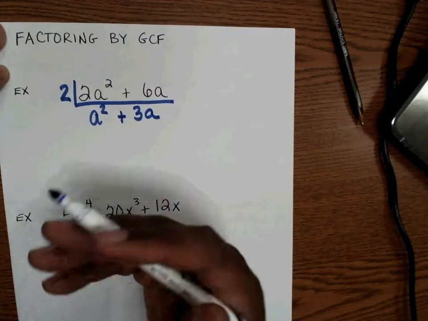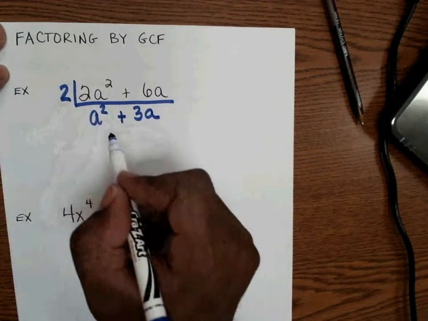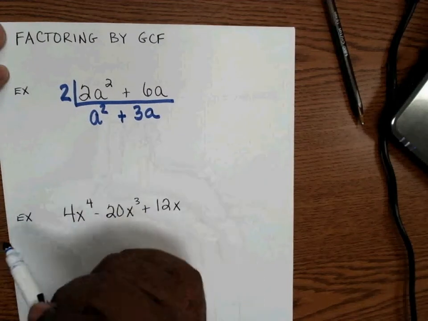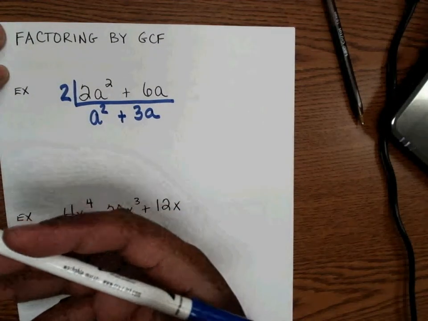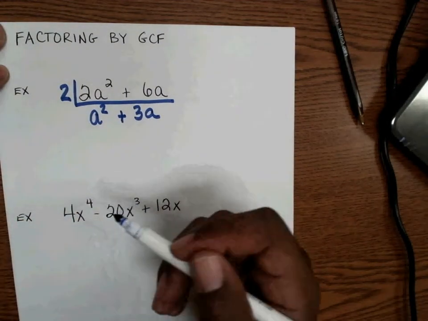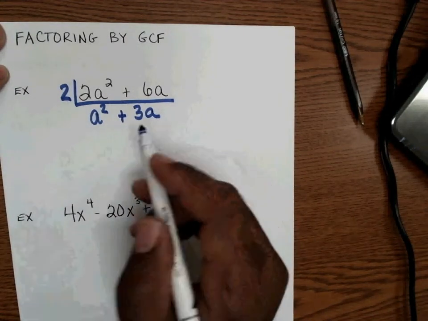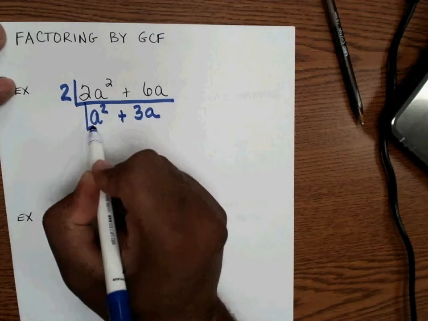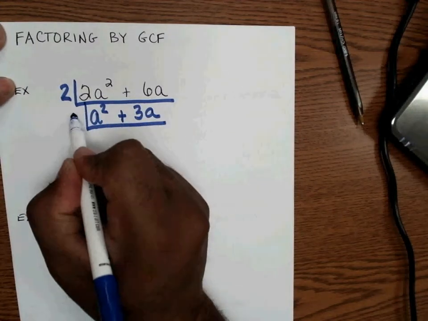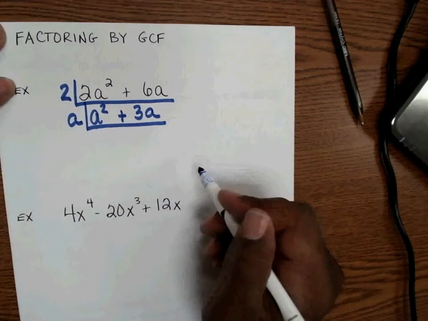Now we go to our variables. Our variables are a squared and a. To be the greatest common factor, you can only take out as much as your smallest exponent. Our smallest exponent in this case is 1. So we'll factor out at least one of the a's.